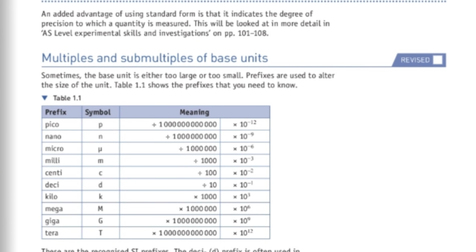An added advantage of using standard form is that it indicates the degree of precision to which a quantity is measured. This will be looked at in more detail in AS level experimental skills and investigations on page number 101 to 108. Multiples and submultiples of base units. Sometimes the SI base unit is either too large or too small.